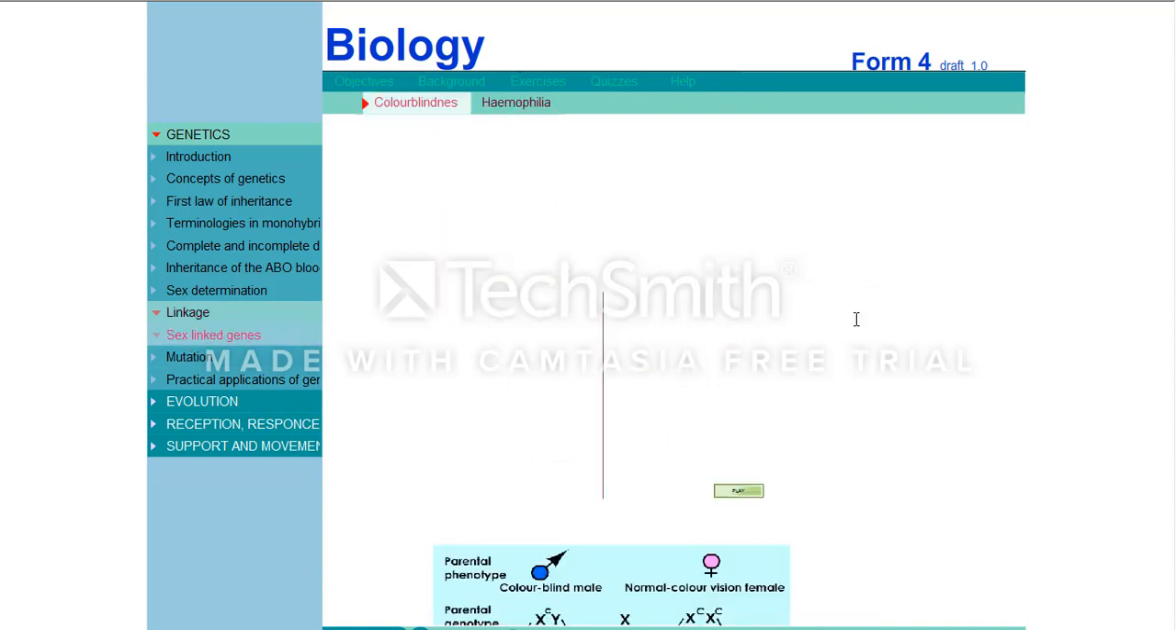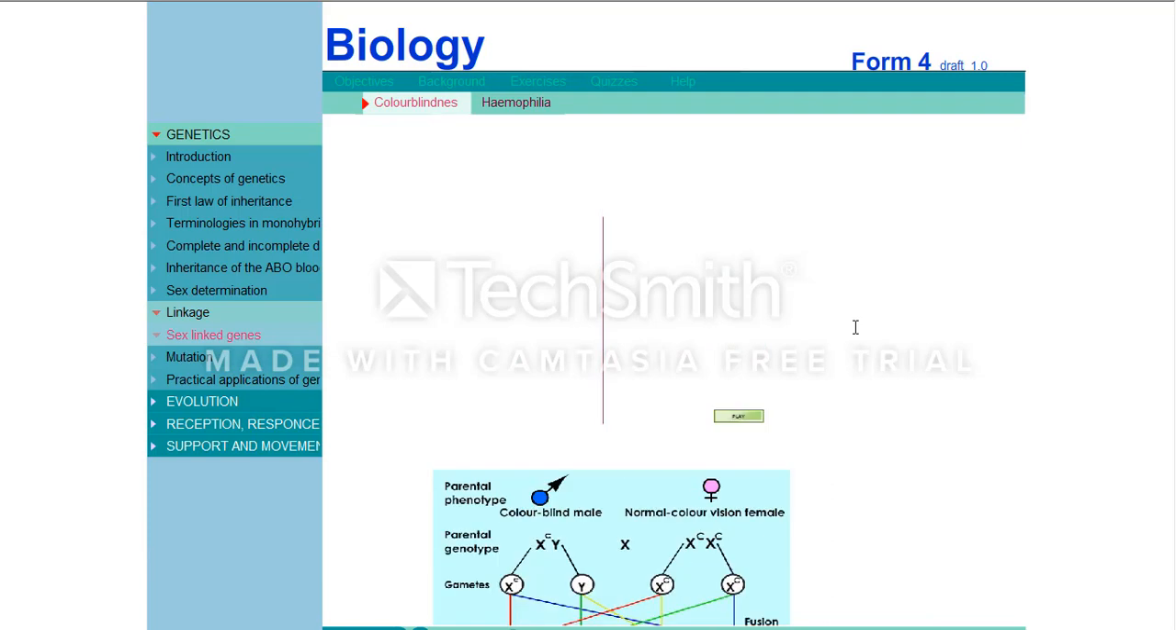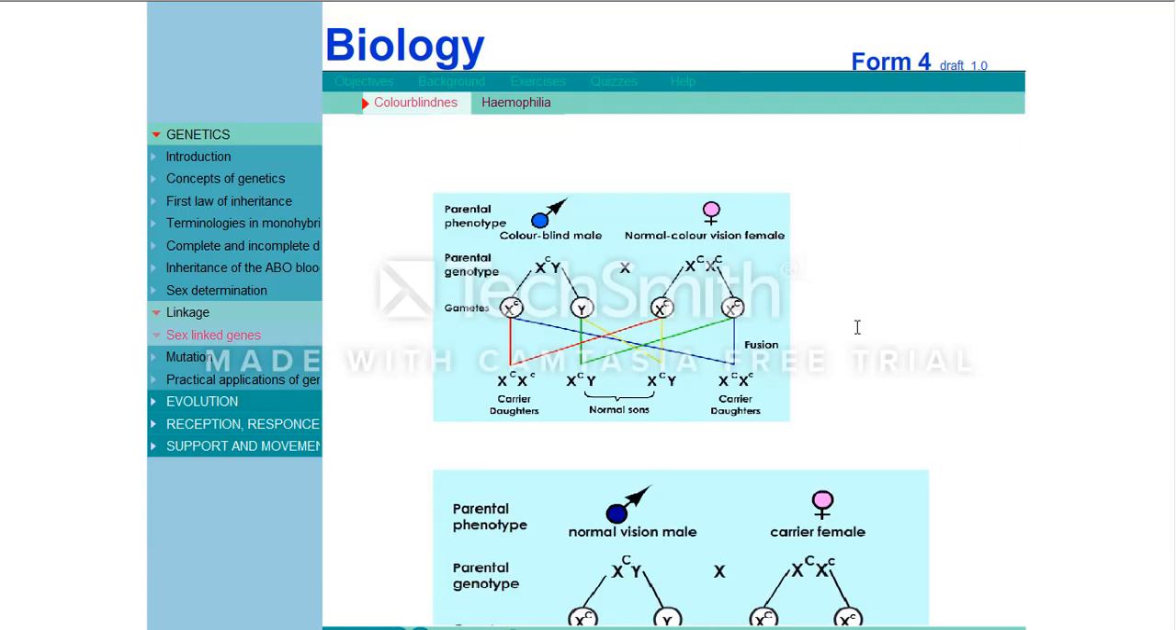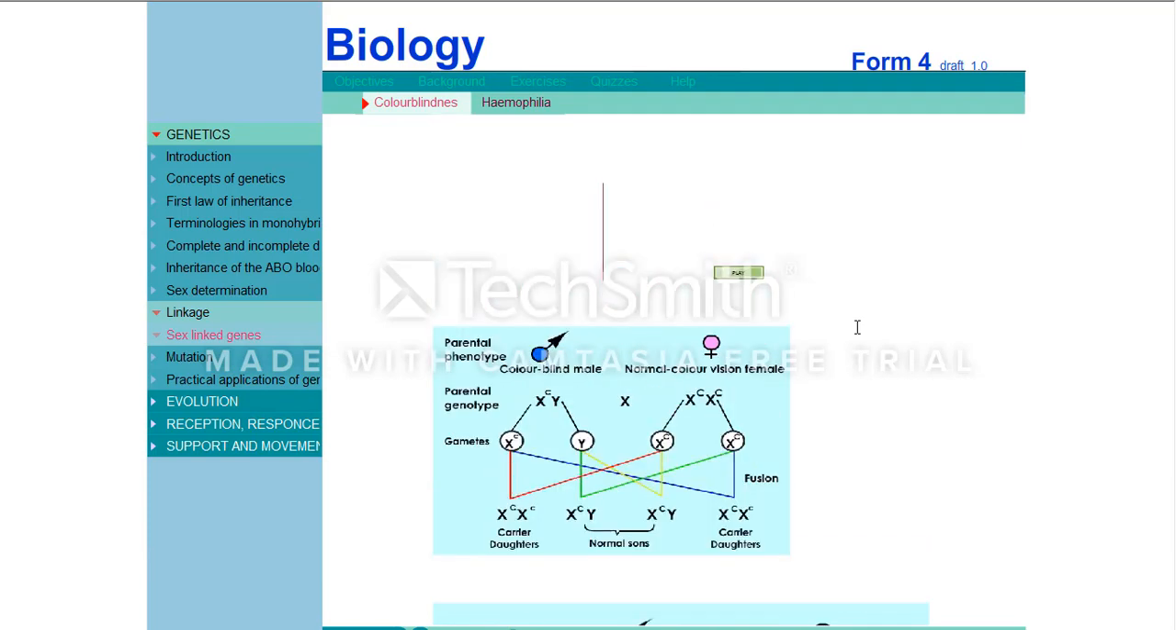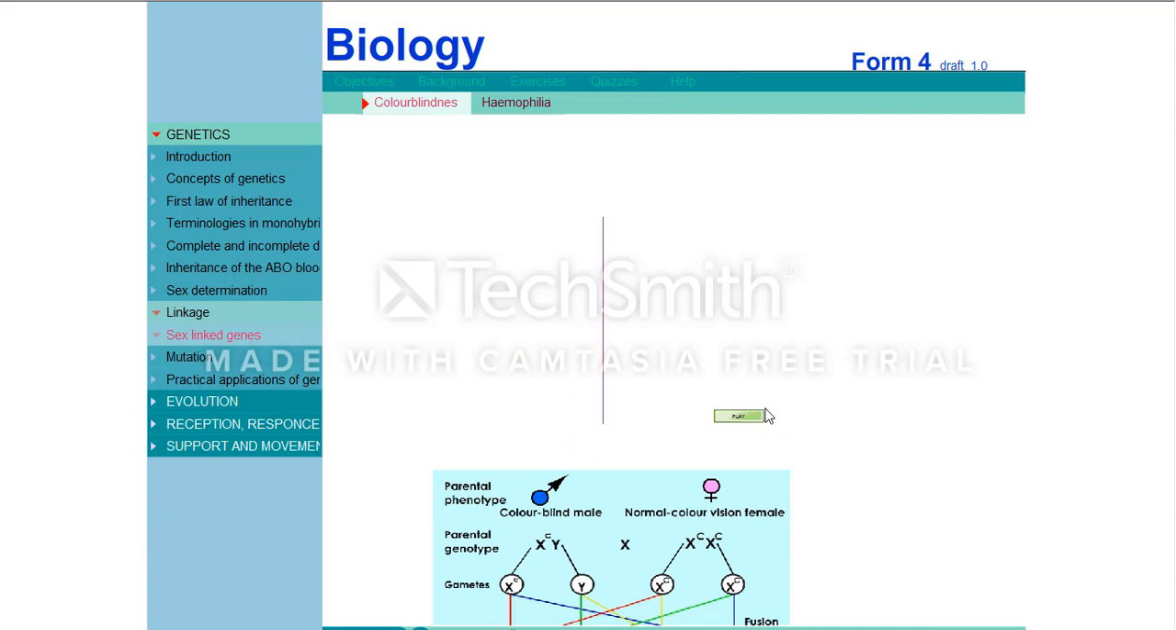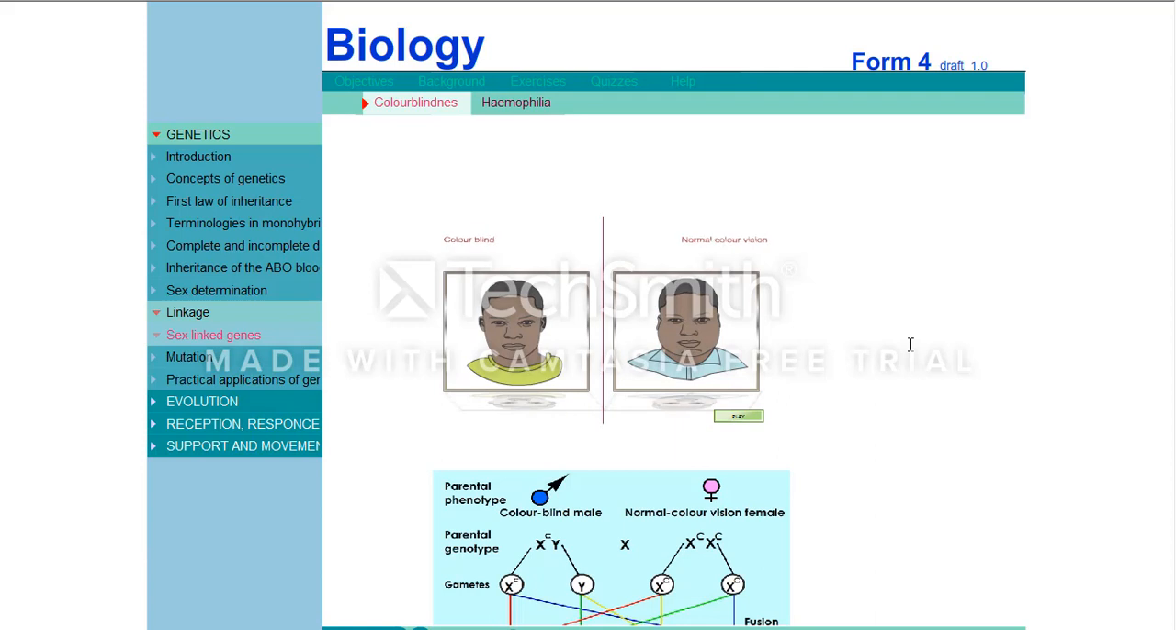Color blindness. A colorblind person is unable to distinguish between red and green colors. This condition is referred to as red-green color blindness. The trait is linked to the X chromosome.